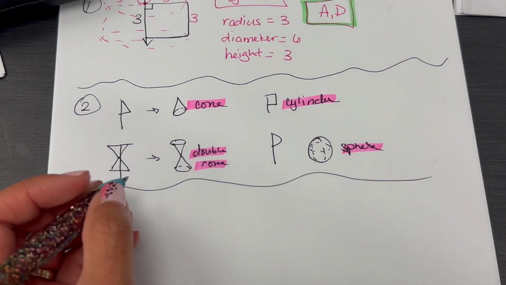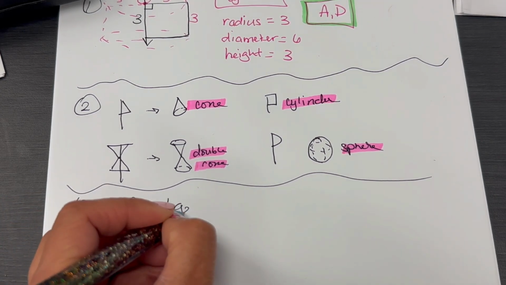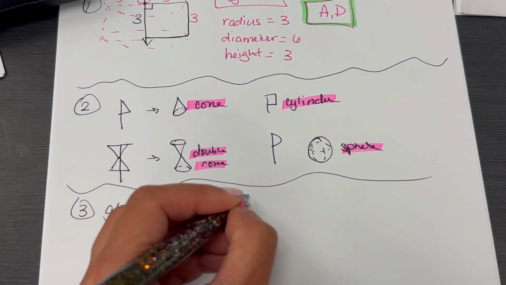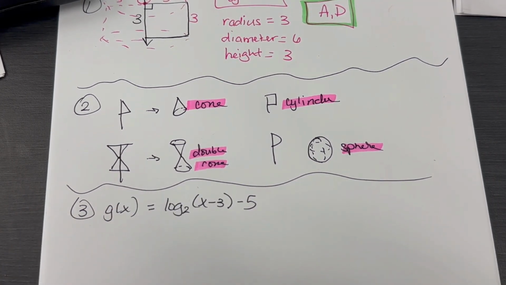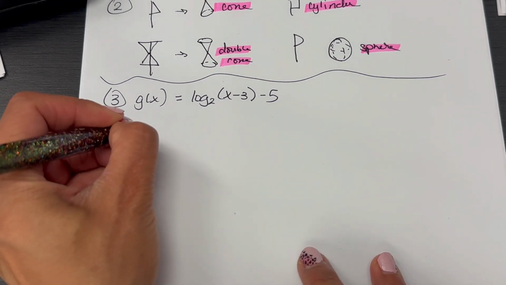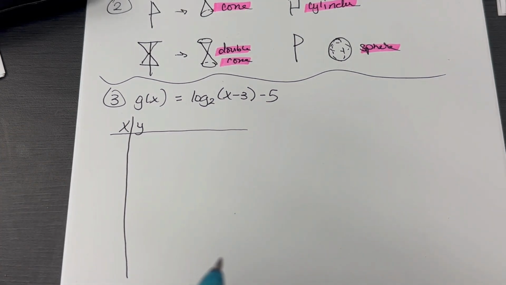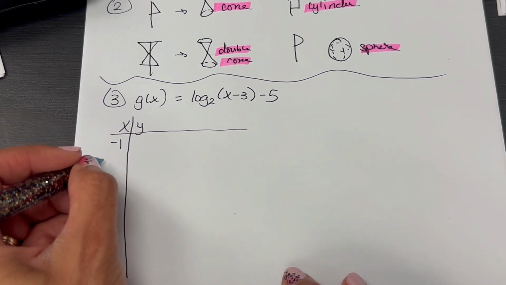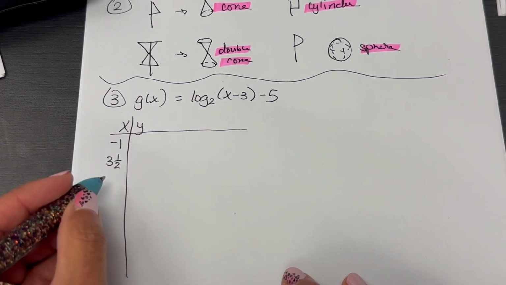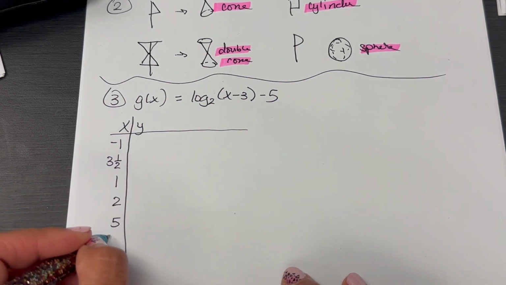All right, number 3, it says, given the function g of x equals log base 2 of x minus 3, minus 5, identify all the following points that would fall on its graph. So it's a select all that apply problem. And what we need to do is we need to make a table of values, and we need to test out the x values that they gave us. They gave us A, B, C, D, E, and F. The x values are -1, 3.5, 1, 2, 5, and 4.